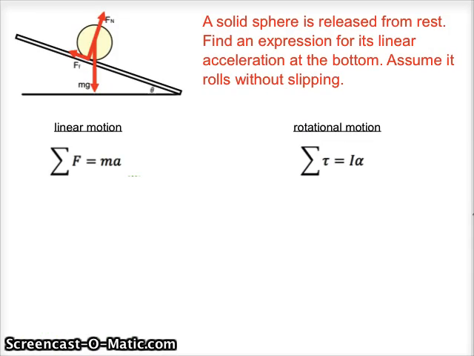All right, so how do we do this problem? We're going to break this into linear motion and rotational motion. Let's start with the F equals ma equation. We will begin by putting in our down the incline force, which is the component of weight, mg sine, and then subtracting the frictional force. And again, that's going to be a static frictional force.